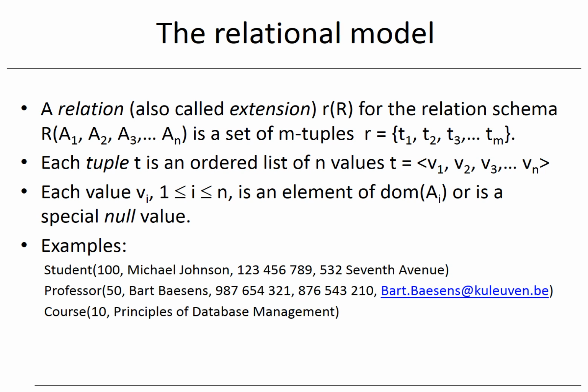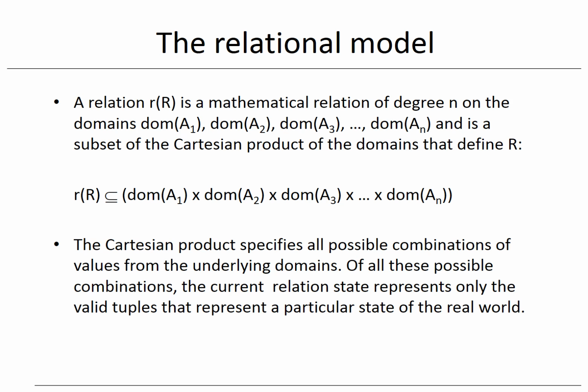You can see some example tuples listed for the student, professor, and course relations. More formally, a relation R is a mathematical relation of degree n on the domains DOM-A1, DOM-A2, DOM-A3 up to DOM-AN, and is a subset of the Cartesian product of the domains that define R. Remember, the Cartesian product specifies all possible combinations of values from the underlying domains. Of all these possible combinations, the current relation state represents only the valid tuples that represent a particular state of the real world.